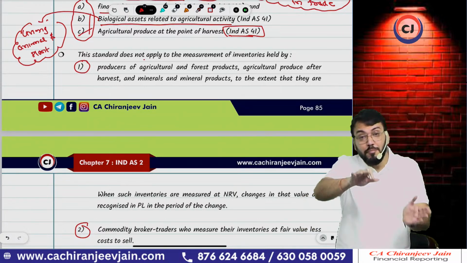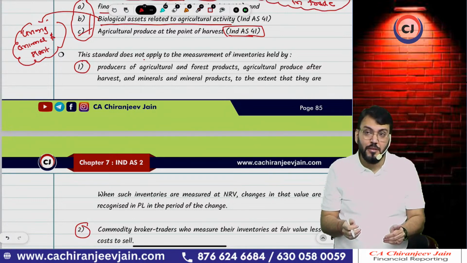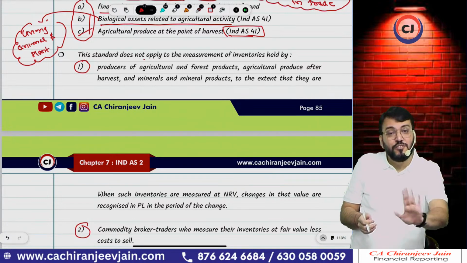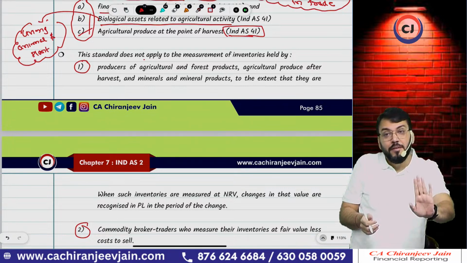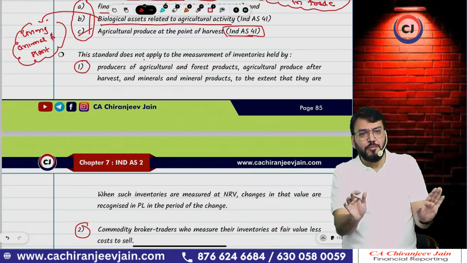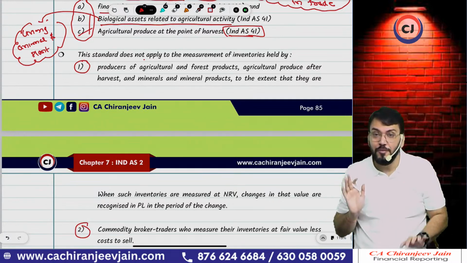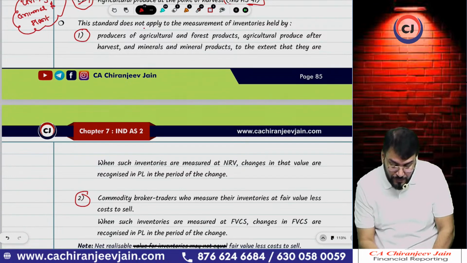See, how to do that measurement? One exception has been given. The other point will be applicable: the disclosure point will be applicable. Meaning everything will be applicable as per this chapter. Only the measurement, cost price or NRV whichever is lower, will not be applicable for these two items. What are those items?